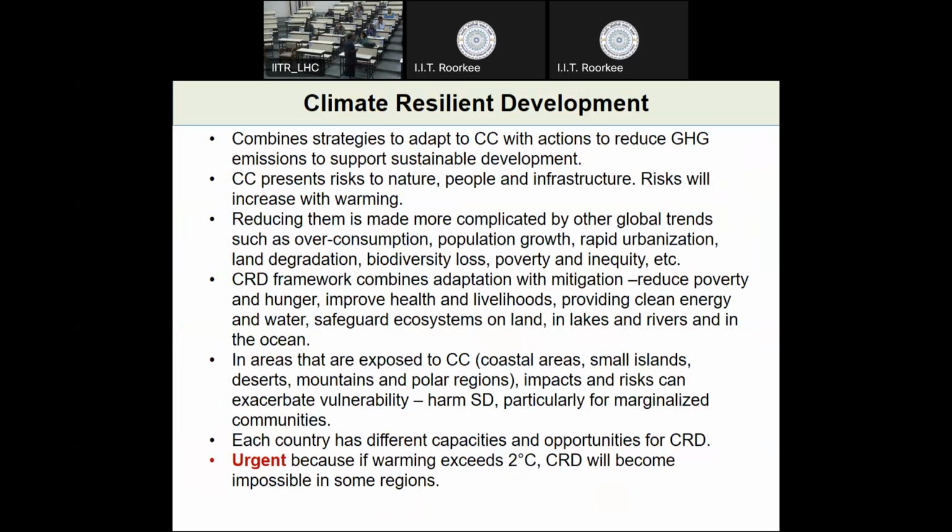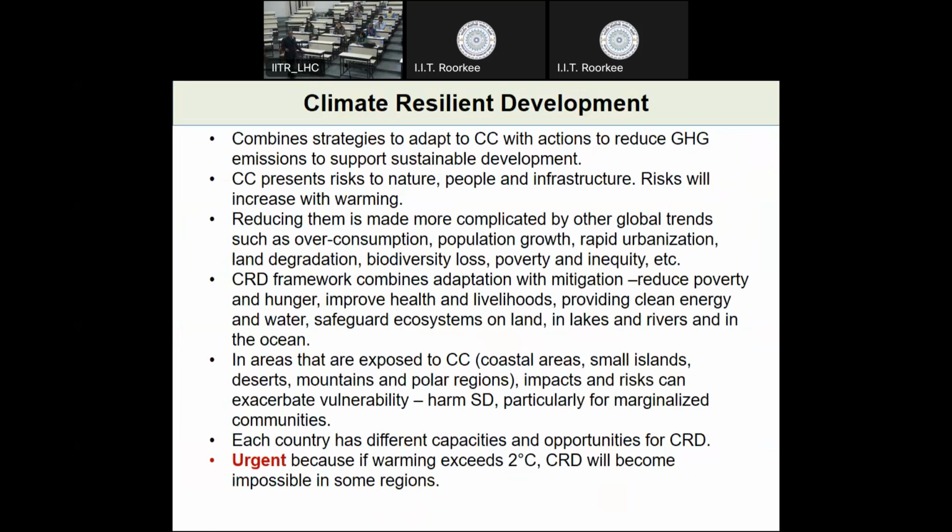Mitigation is the way to prevent the impact of climate change. The other is adaptation, which means you change your behavior so that climate change does not harm you. For example, in this winter season, we are all wearing woolen clothes. We have adapted ourselves so that cold weather does not impact us.